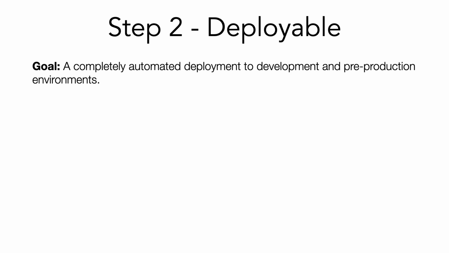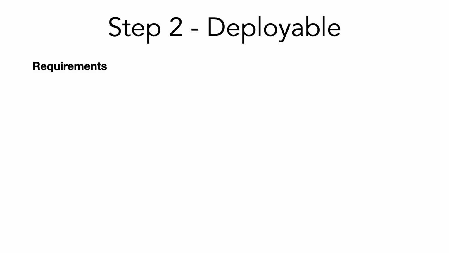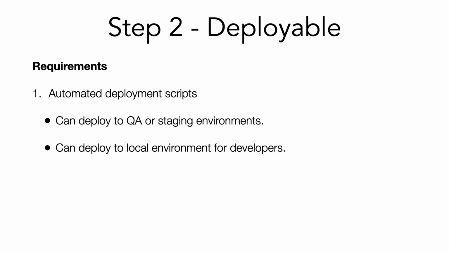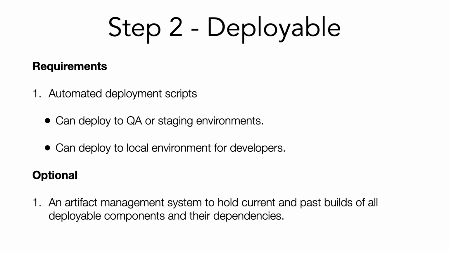Step 2 is deployable. Our goal with Step 2 is to be able to take the software that we created in Step 1 and deploy it to development, QA, or any other pre-production software environment quickly, easily, and consistently. Our one and only requirement for this step is an automated deployment script that allows us to specify what environment we want to deploy to. And while it isn't required, an artifact management system such as Artifactory or Nexus can simplify this step.